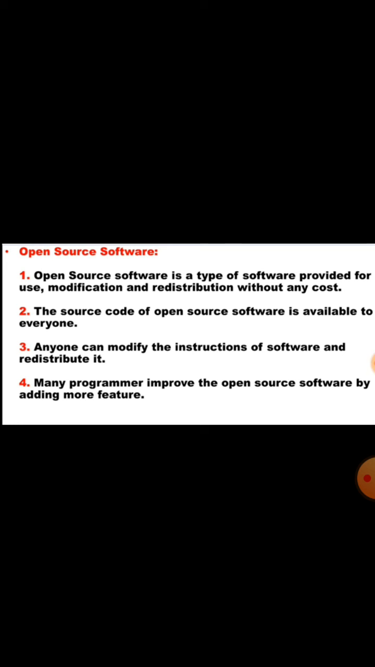Okay, so the source code of open source software is available to everyone. You can make changes in that code whenever you need. You can add features in that code. So many programmers improve open source software by adding more features.